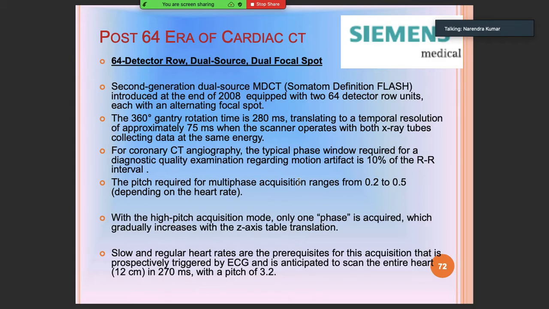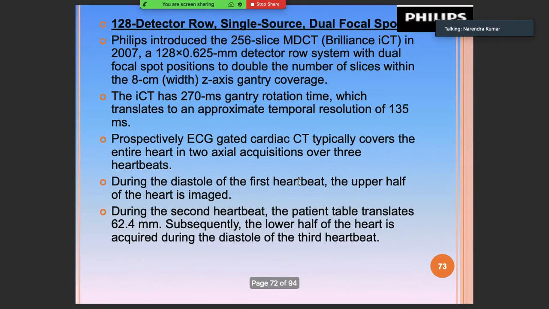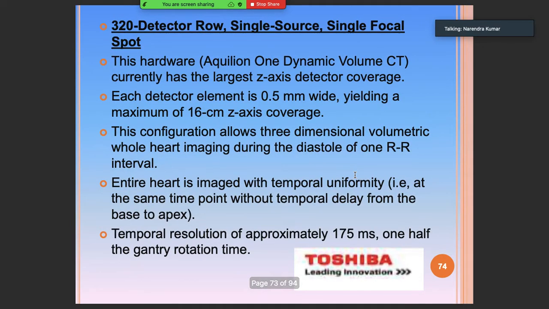In fact, there are other models as well from different companies. For example, this is the one from Philips with a 128 detector row, and with the prospective ECG gated cardiac CT. In fact, you can acquire the whole heart in just two axial acquisitions. So for example, you need only 3 heartbeats. Can you imagine? This is so quick, in 3 heartbeats you can acquire the whole heart.